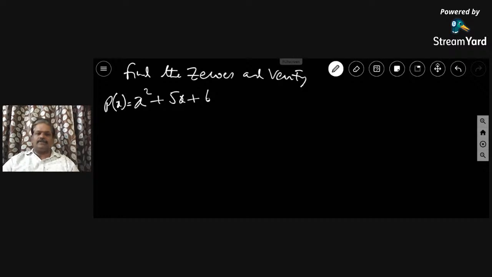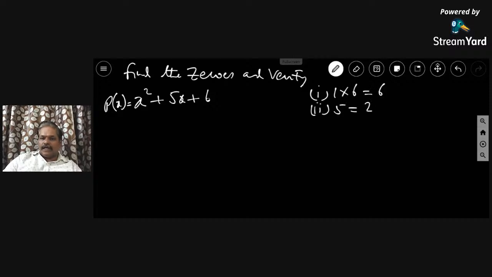When we find the factors, that is splitting the middle term, as per condition 1, the coefficient of x square, 1, into 6 is equal to 6. Second, 5 can be written as 2 plus 3, and the third condition says 2 into 3 is equal to 6. So we can split the middle term perfectly.